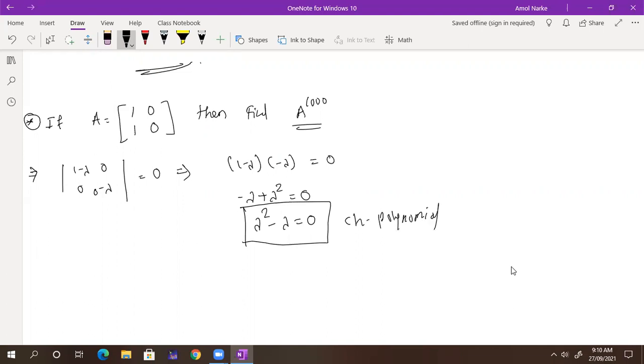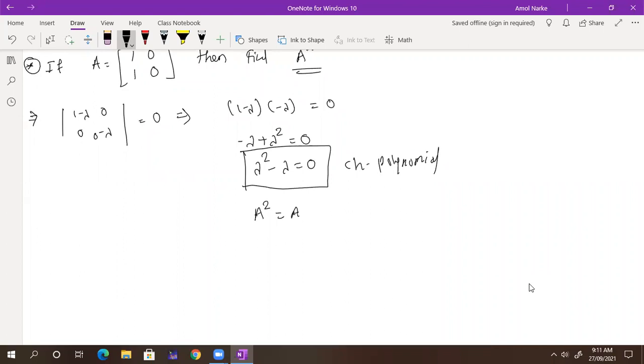So substitute the value of A here. What am I getting? A square is equal to A itself. Yes or no? Yes, sir. If I square both sides, if I multiply by A square, what am I getting? A raised to 4 is equal to A square. Yes or no? Yes, sir. And A square equals A. So A raised to 4 is equal to A.